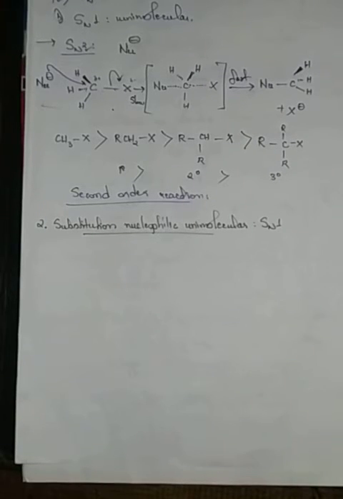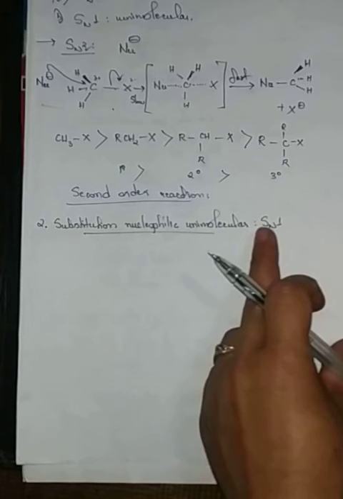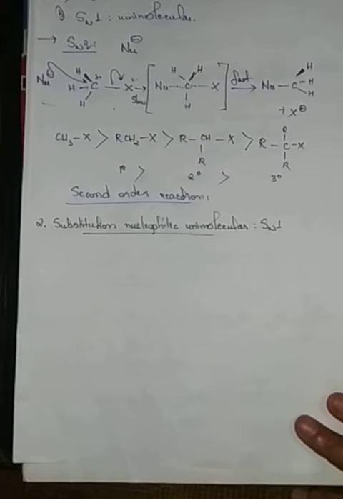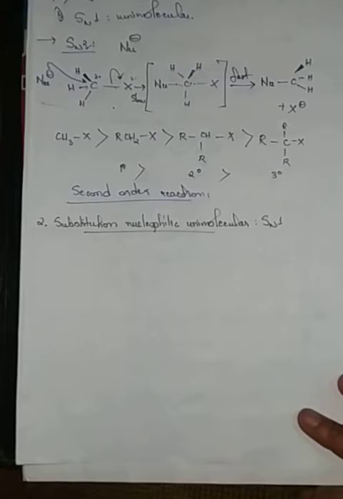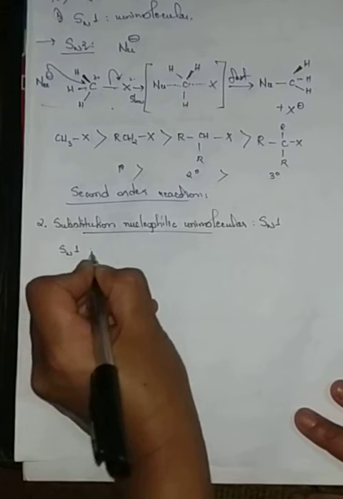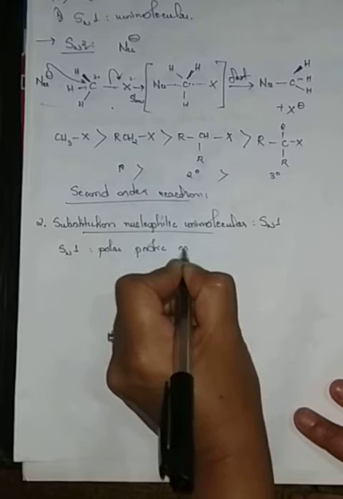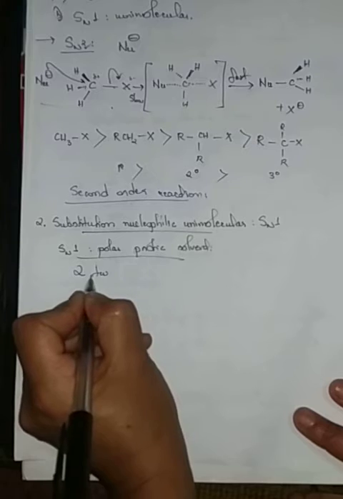Now, let's move on to the second mechanism, that is our substitution nucleophilic unimolecular reaction, or SN1 mechanism. In this mechanism, the reaction proceeds through the heterolytic cleavage of the carbon to halogen bond, leading to the formation of a carbocation and a halide ion in the first step. Here, our SN1 reaction is facilitated by polar protic solvents such as water, alcohol, etc., and it occurs in two steps.